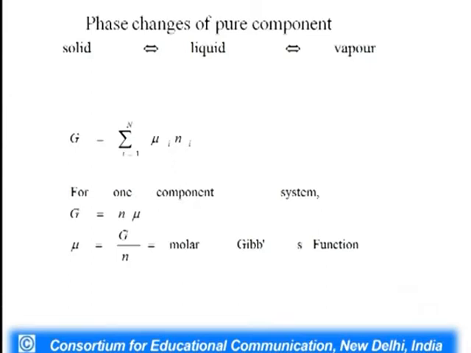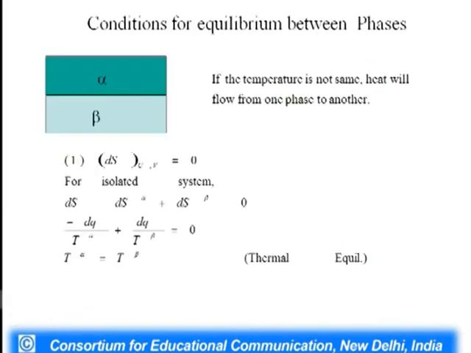So, chemical potential is nothing but the molar Gibbs energy. Since chemical potential is equal to molar Gibbs free energy, and we know the temperature dependence of G and the pressure dependence of G, we can know the temperature and pressure dependence of chemical potential.